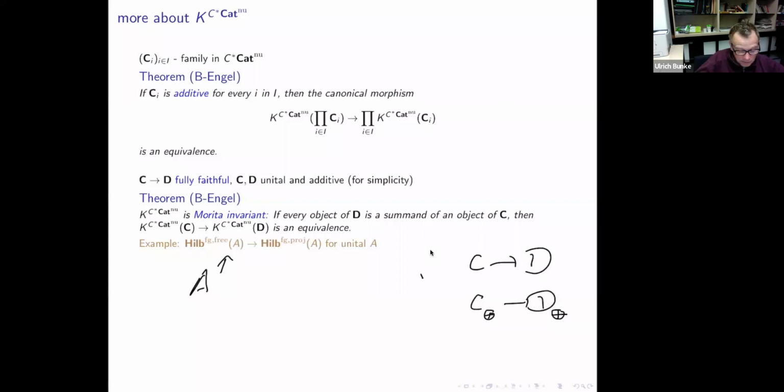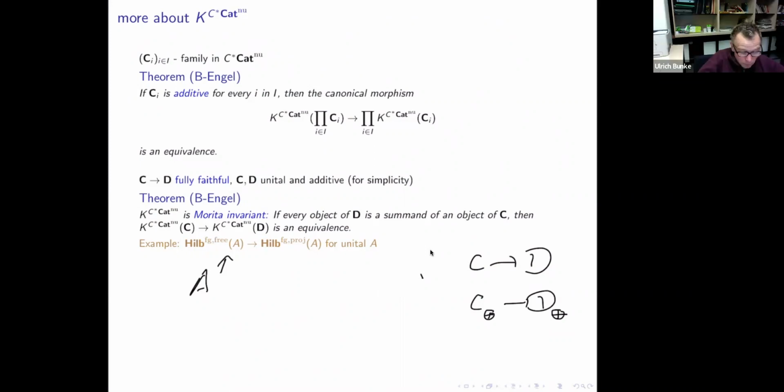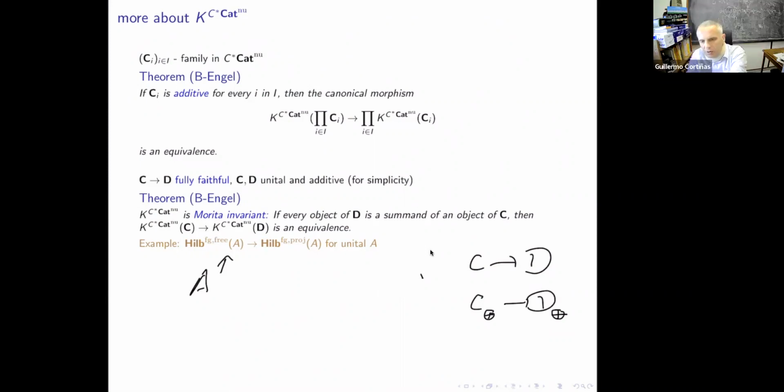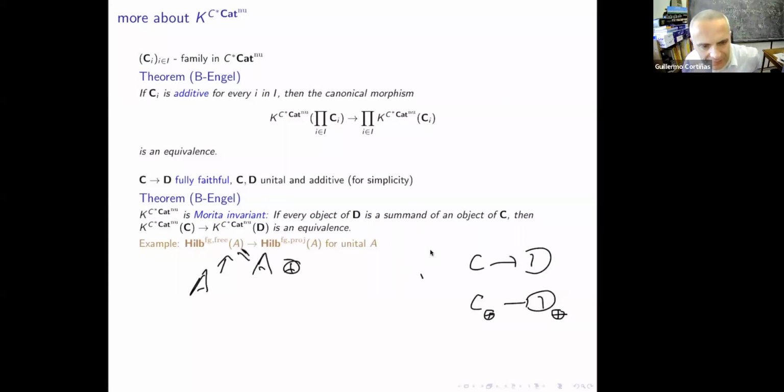What I said is that I'm thinking completely algebraically. So this Morita invariance is a completely algebraic Morita invariance. There's no analysis. If C is the ring, the category of free modules is C plus. That's what I meant, A plus.